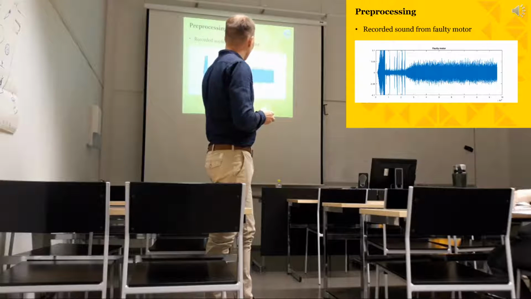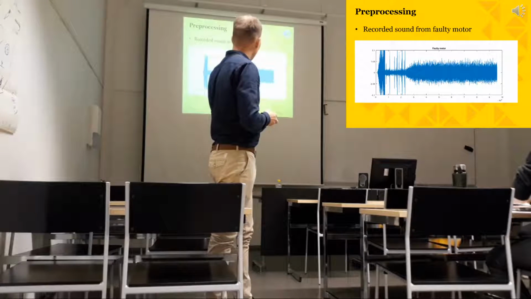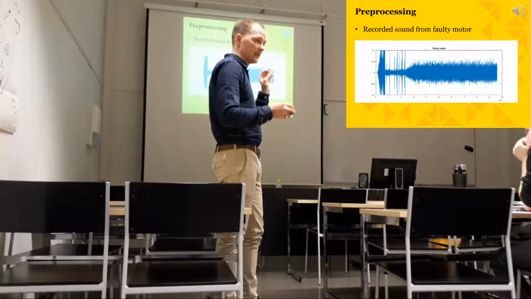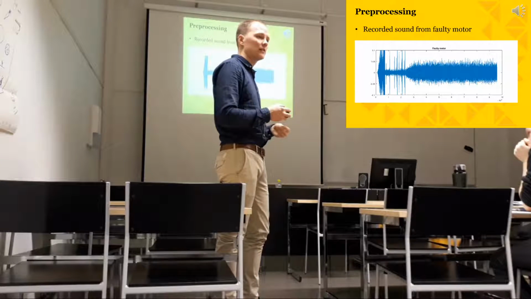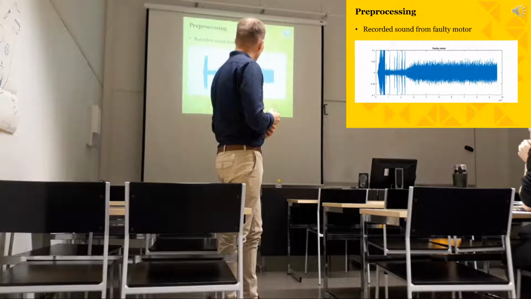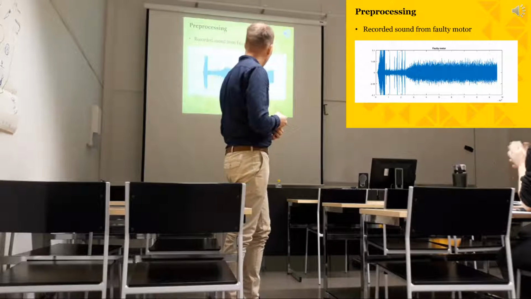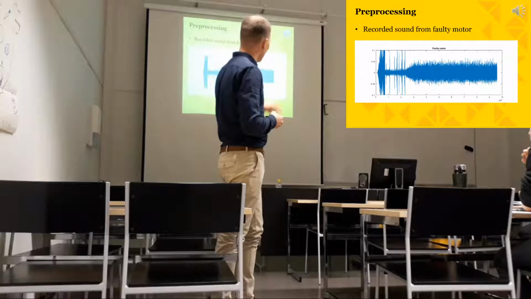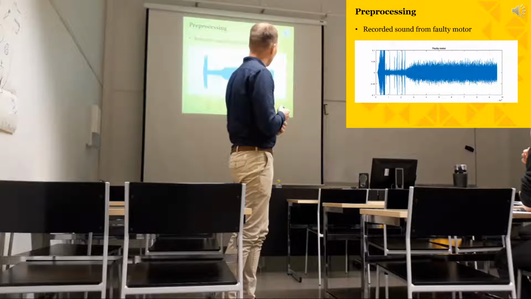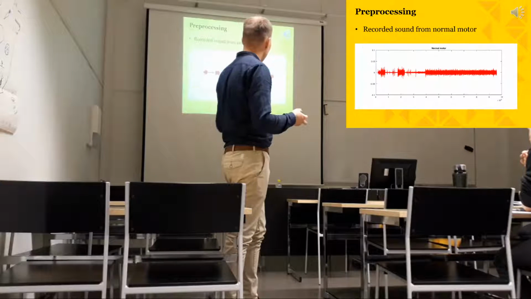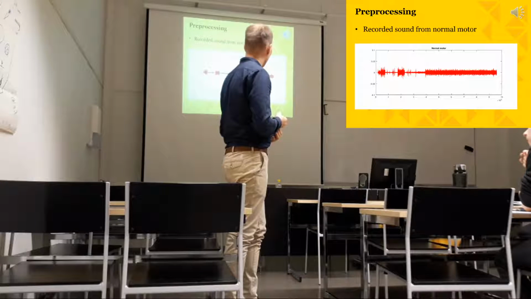When I started recording the faulty motor, for some reason the first 3 seconds were distorted. I don't know the reason for this. Maybe it was the microphone, or my computer. The first thing I did to the signal was extract the first 4 seconds and the last second from the signal, and it became like this. The same thing was done for the normal motor.